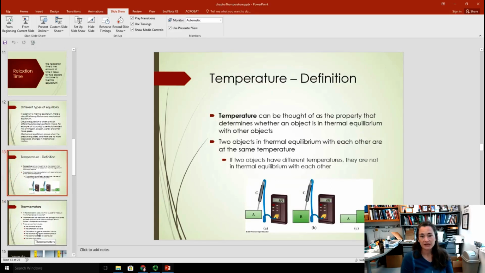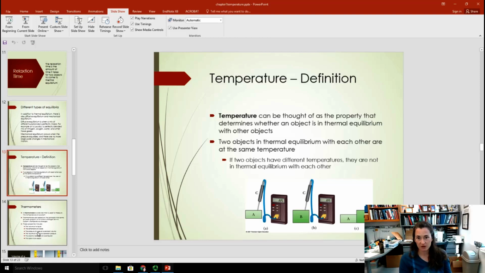Now, temperature can also be thought of as the property that determines whether an object is in thermal equilibrium, or you can think of it as something that can be measured with a thermometer. Now, how do thermometers work? Well, for example, you have a thermometer. You calibrate that thermometer by submerging it in different baths of substances, like an ice water bath or a boiling water bath. You calibrate the thermometer that way.